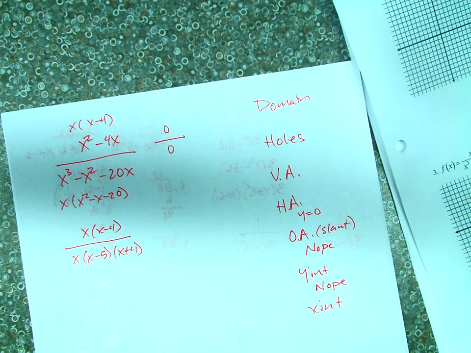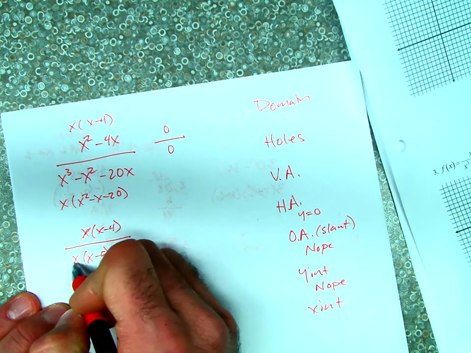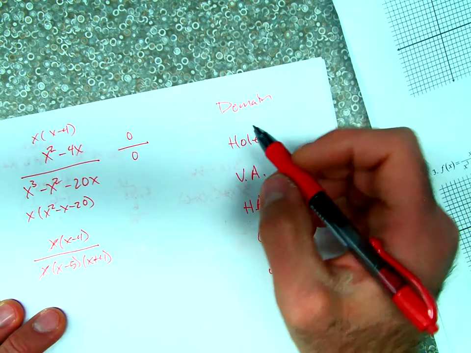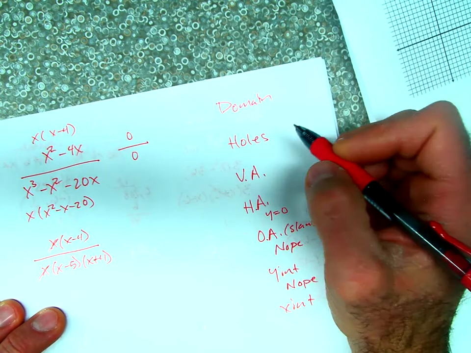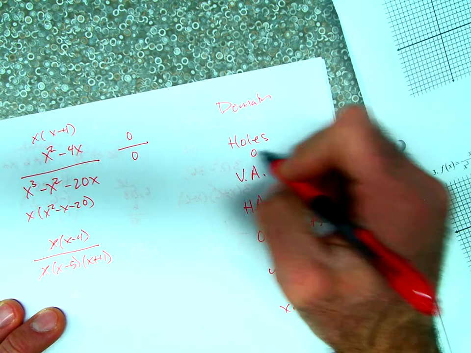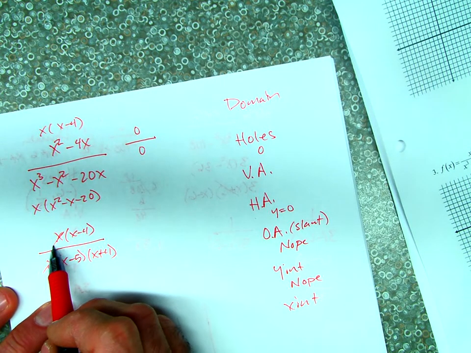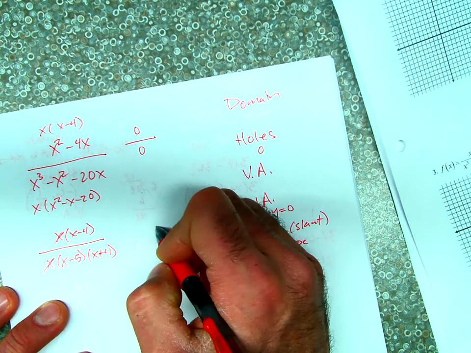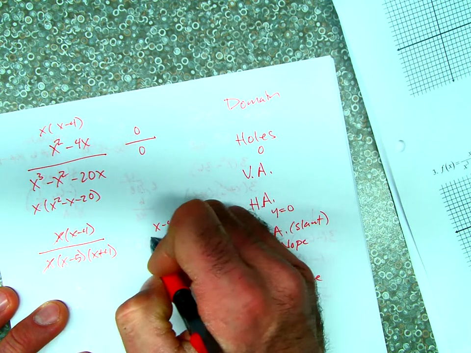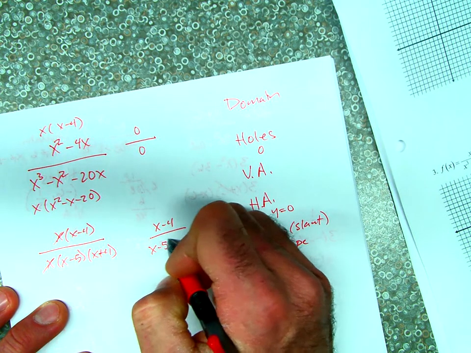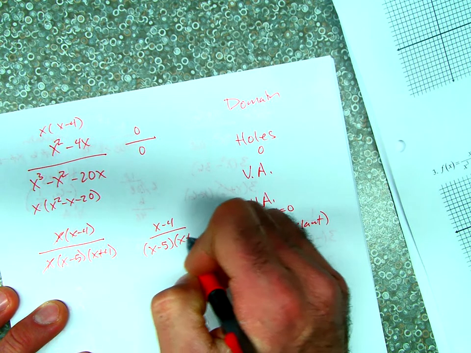Okay, does anything die? Are you sure? Oh, x and x. The x's die. So we have a hole. What is the x value for the hole? 0. Right? You set what dies equal to 0. In this case, you set x equal to 0. Okay, so the reduced form is x minus 4 over x minus 5, x plus 4.